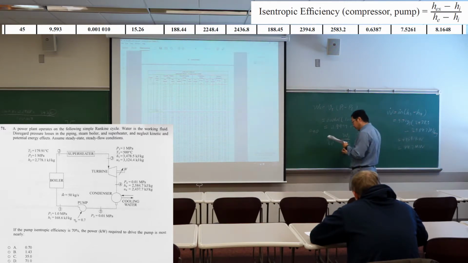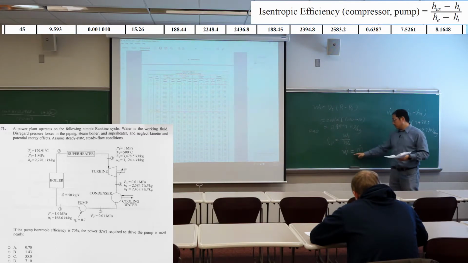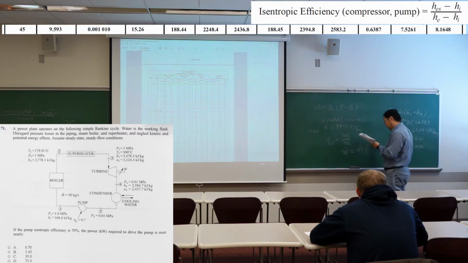It's asking for the actual work. It's asking for the actual power, so you need to have the mass flow rate. Anytime you deal with an open system, if it's asking for power, then you have to put in the mass flow rate. The previous two examples both involve mass flow rate. So you need to realize that for an open system, mass flow rate is very important. How many kilograms per second? This one is provided, mass flow rate is still 50 kilograms per second.